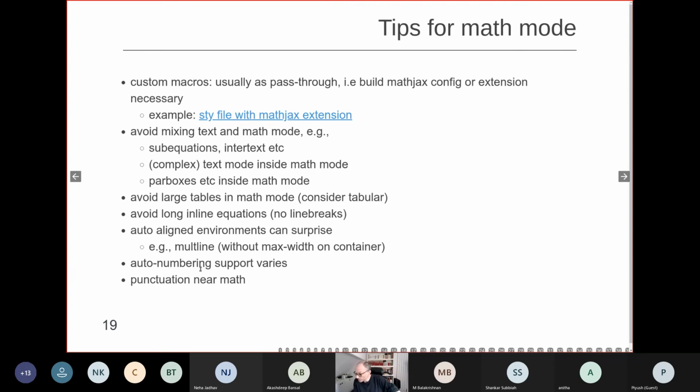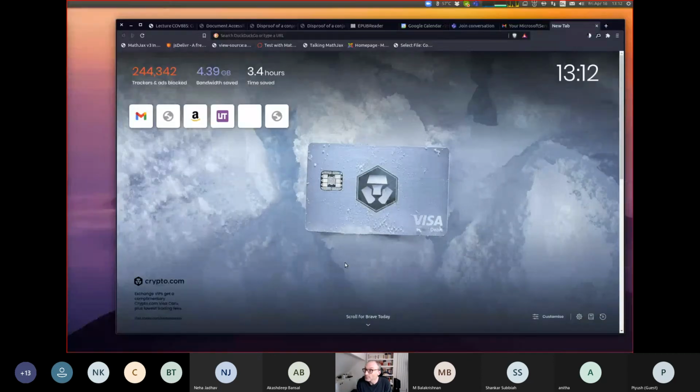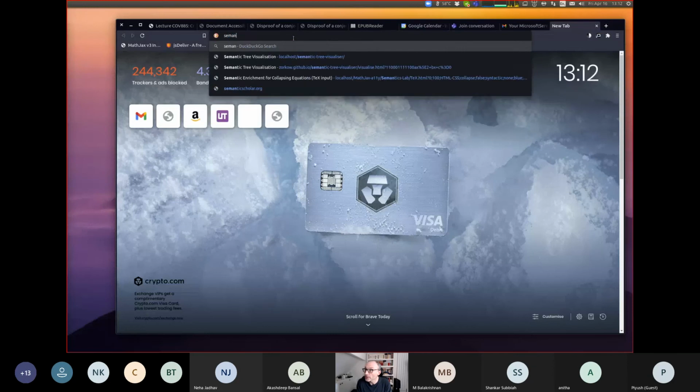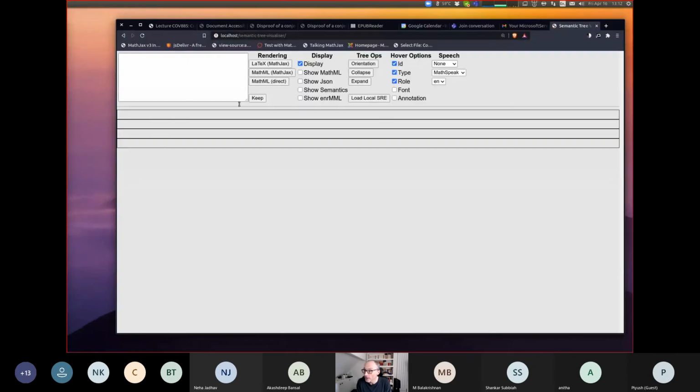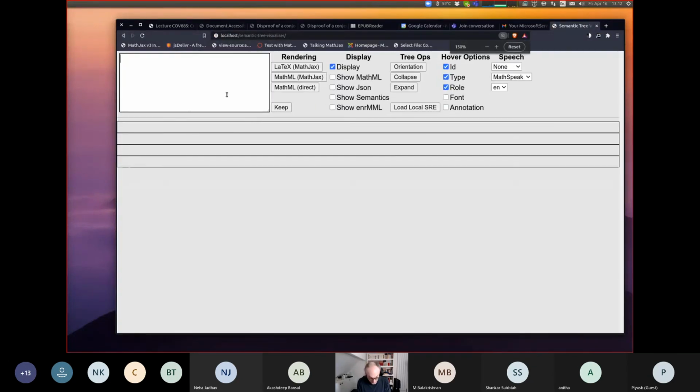The final point I want to make is punctuation near mathematical elements. I know mathematicians love to do that. It's still a nightmare to deal with. I'll show you a quick example, because this is something I really hate. Let's go to the semantic tree visualizer. Let's just use x plus y plus z equals 0.